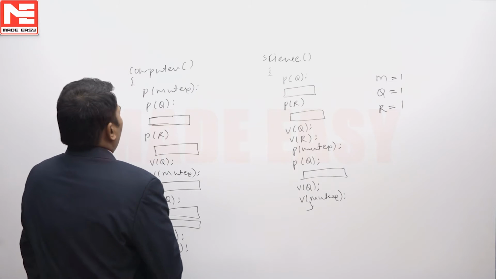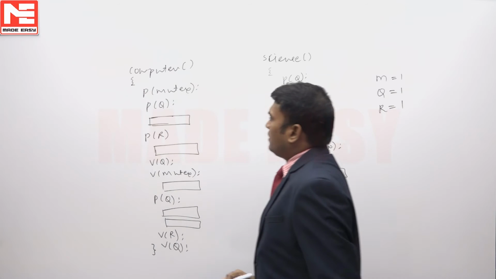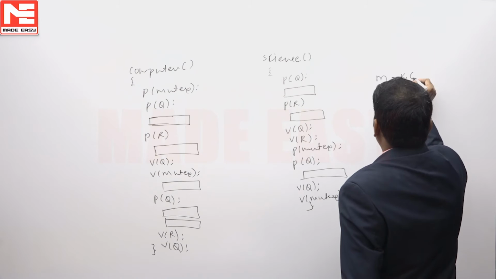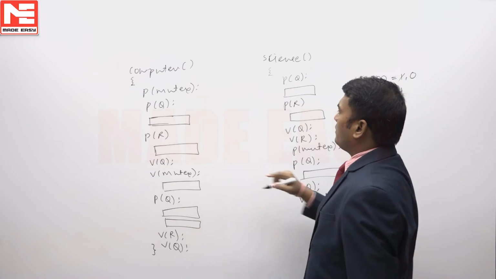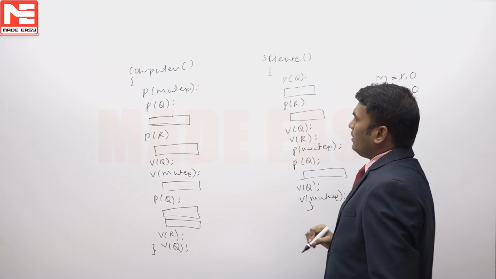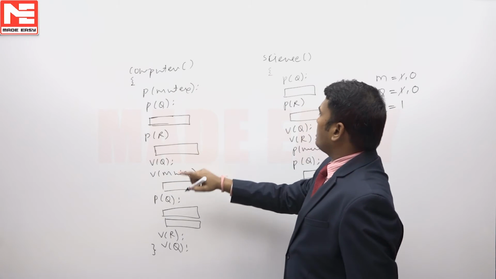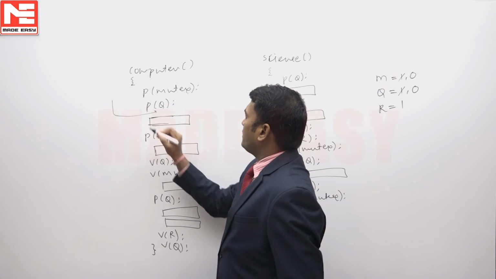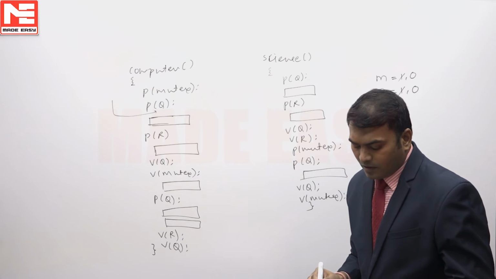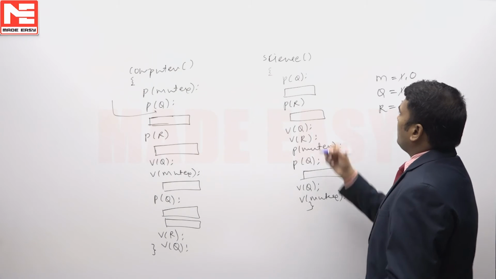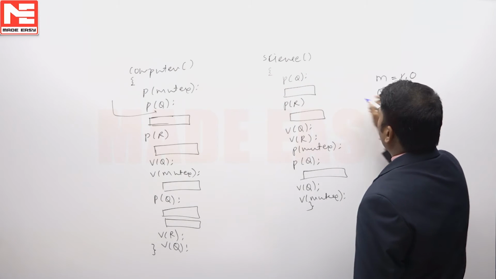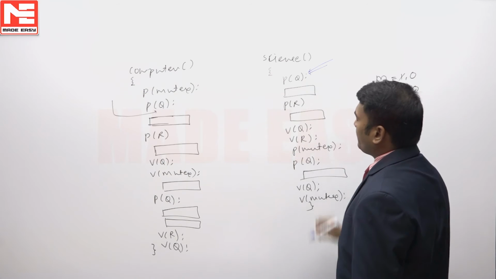Let's try to start. First I am starting with the computer process. Observe carefully. First you say down of mutex, it becomes 0, and now you say down of q. When you say down of q, q becomes 0. Now let's assume that I take a preemption here. Now I'm starting with the science process. When you say p of q here, q value is already 0, so this will be suspended here.